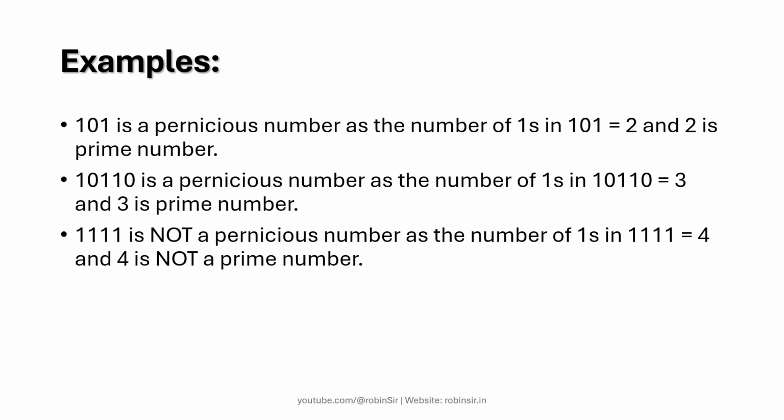Consider the number 101. Now, 101 is a pernicious number because if you count the total number of 1s in this number, we have 2 ones and 2 is a prime number. And that's why 101 is a pernicious number. Similarly, if you consider 10110, it contains 3 ones and 3 also is a prime number. So 10110 is also a pernicious number. But 1111 is not a pernicious number because it contains 4 ones and 4 is not a prime number.